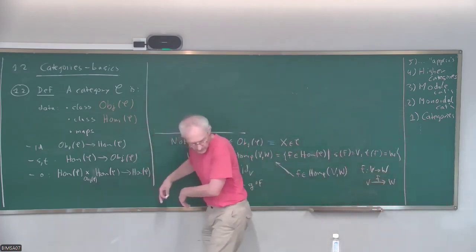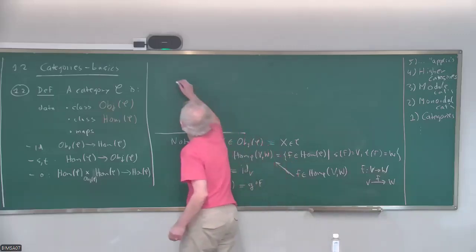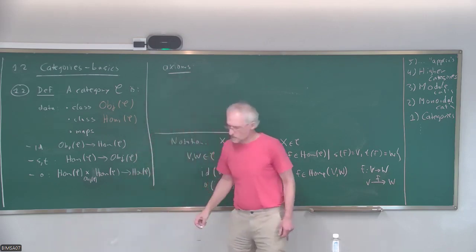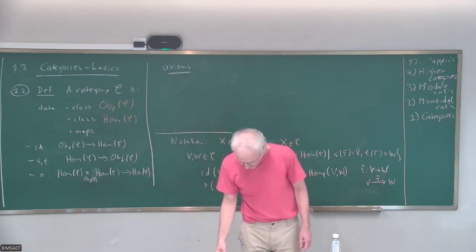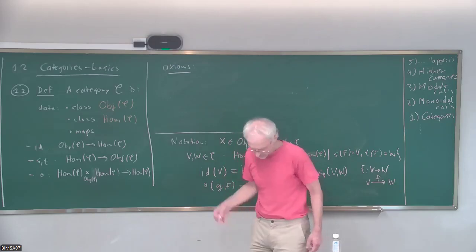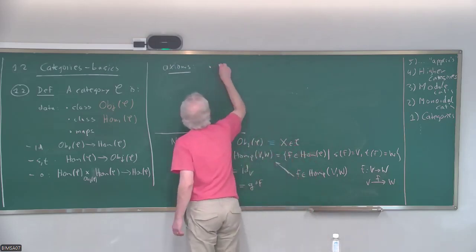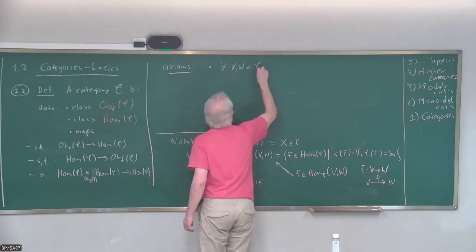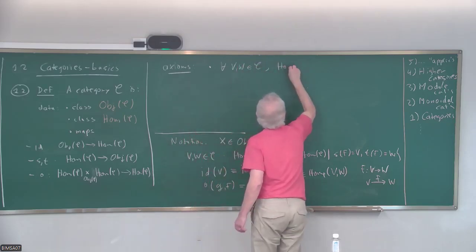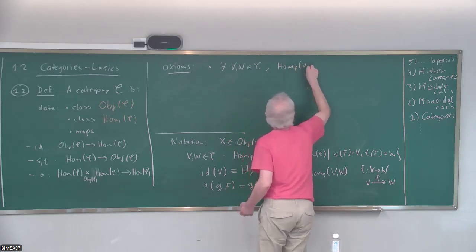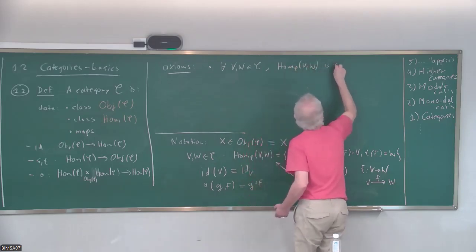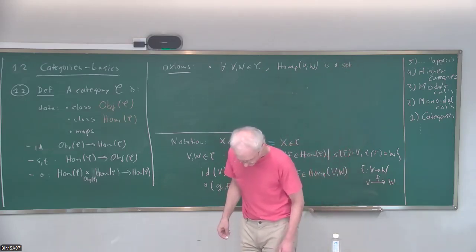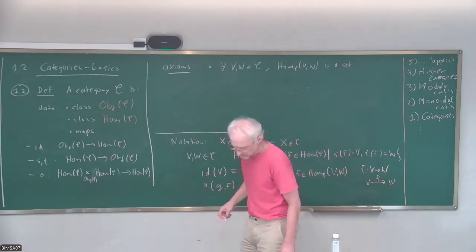And now I will use these notations in formulating the axioms. First of all, that's what I just said. For all objects V and W, this in principle class of objects is a set. And I will have to make a few comments on that a bit later.